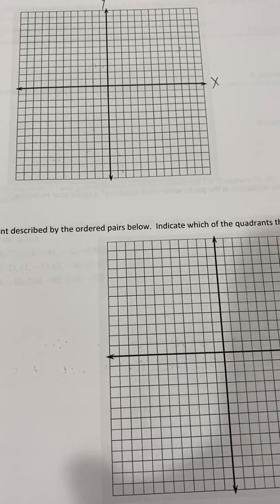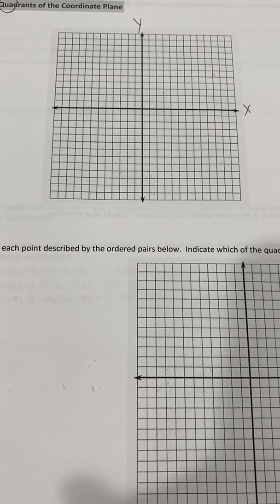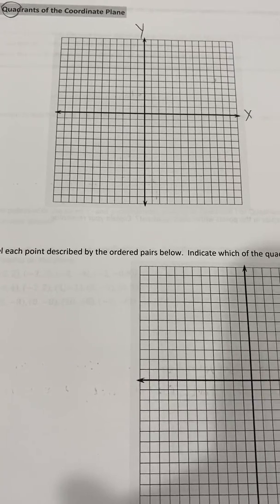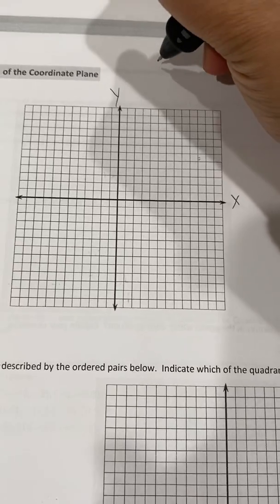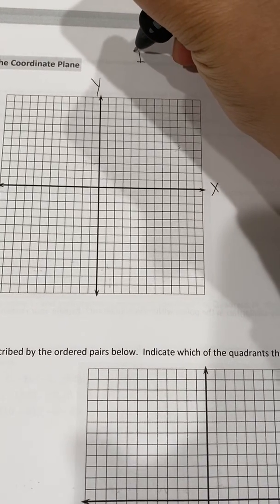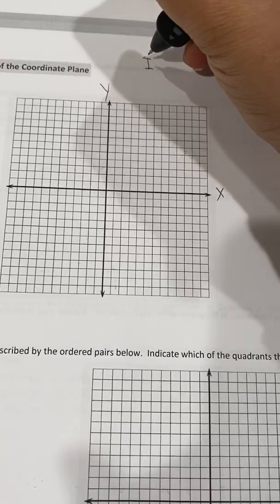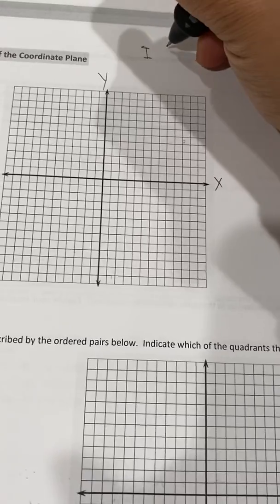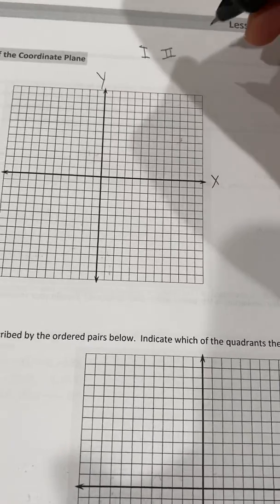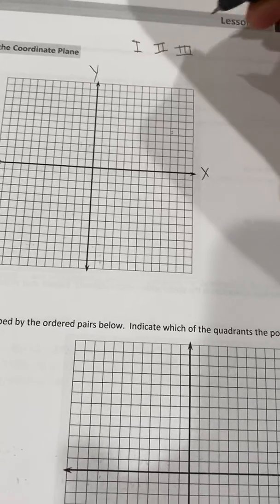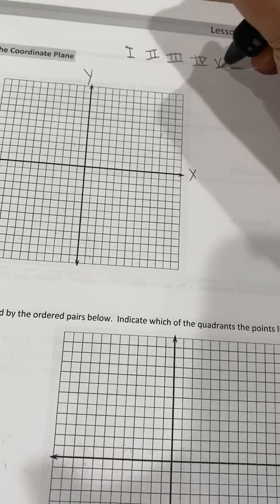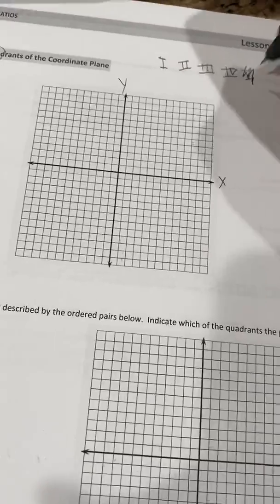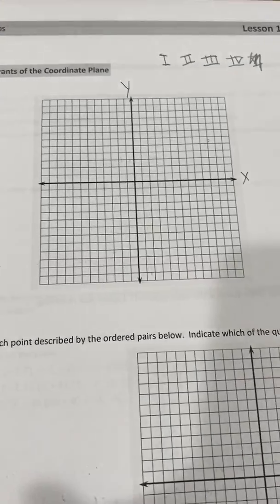All right. So they are actually named very specifically with Roman numerals. If you forgot what Roman numerals are, I'll remind you. They look kind of like an I, but they signify a number. This one would be 1, 2, 3. This is 4. And this is 5. We are only going to concern ourselves with 4 because we have 4 quadrants.